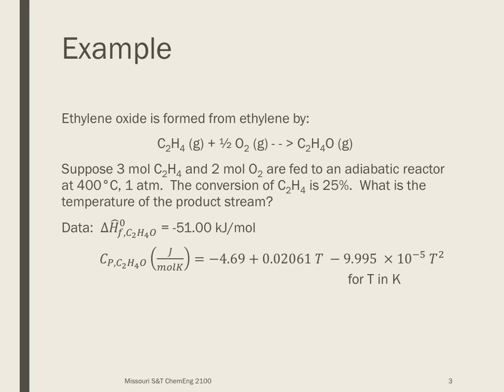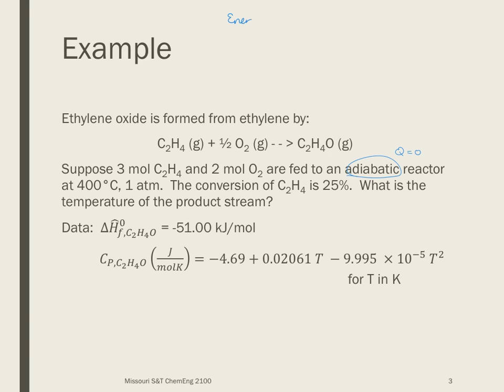In this particular case, the conversion of the C2H4 is 25%, and what we want to know is what is the temperature of the product stream. So recall that adiabatic means that Q is equal to 0. And the way this problem is described, we have no kinetic or potential energy changes. We have no work being done. We're told that Q is equal to 0.